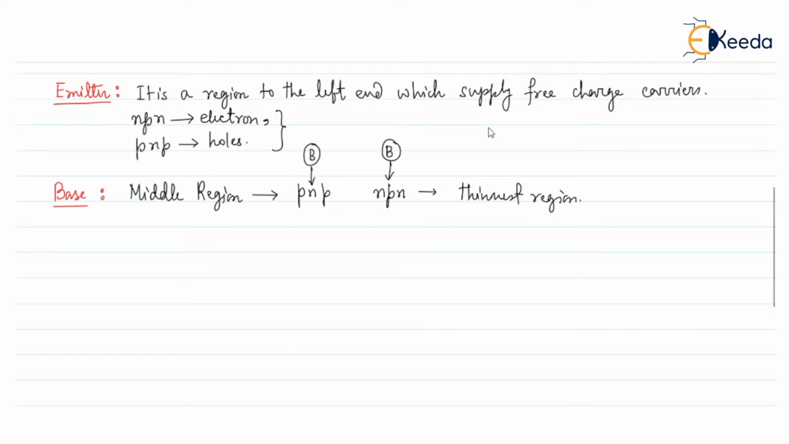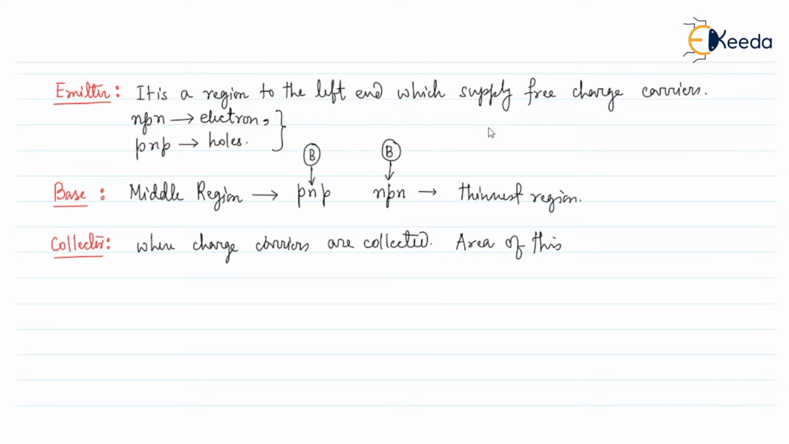So let us go to the collector. It is the region to the right end where charge carriers are collected. The area of this region is the largest.